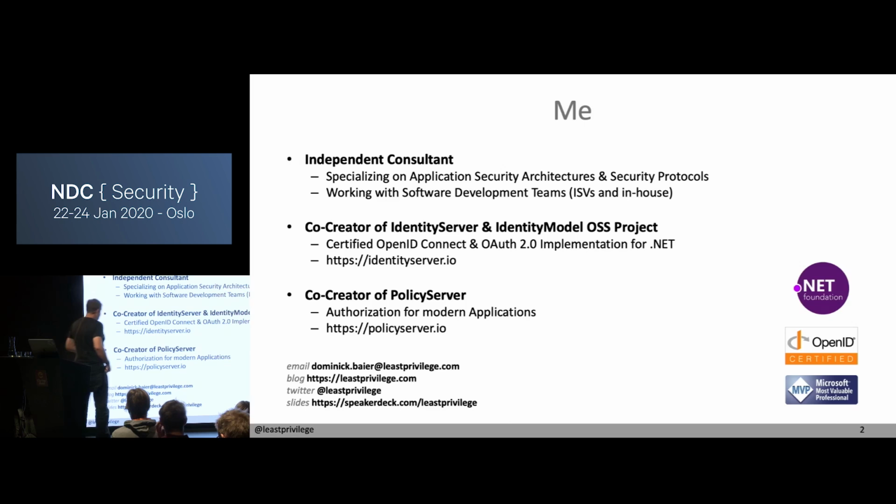My name is Dominick, and I've been working in that space for a very long time. I am the author of one of the OpenID Connect certified OpenID and OAuth implementations called IdentityServer. So I have the luxury, and some people are not clear what luxury means in this case, of working full time with these things, okay? I uploaded the slide deck to speakerdeck.com/leastprivilege.